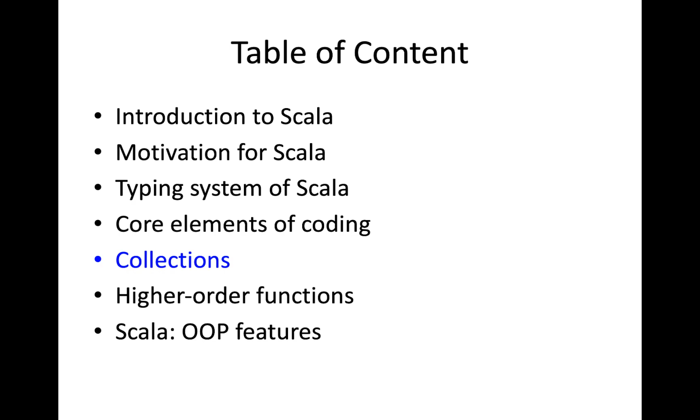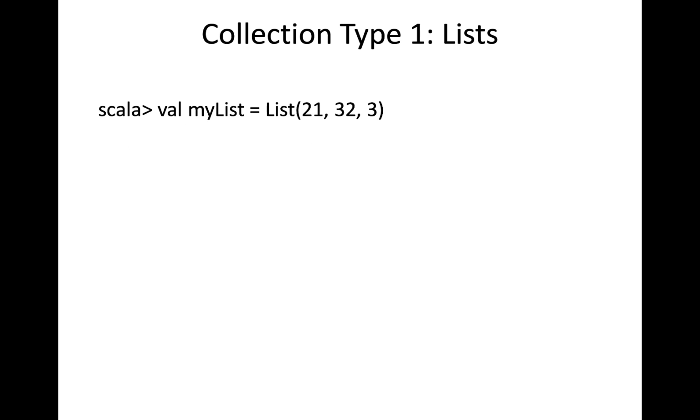Now we discuss Scala collections. Collections means data structure which can handle a collection of items like a list and other things. So let's see. First collection type in Scala is a list, and this is how we create a list in Scala, and this is one way.